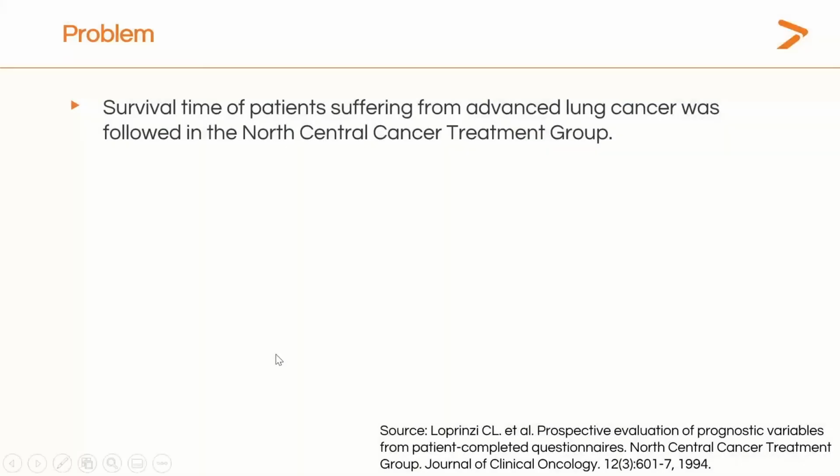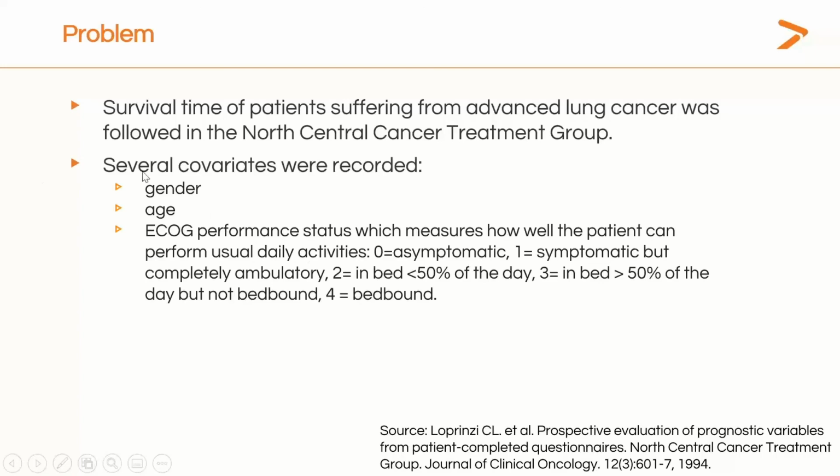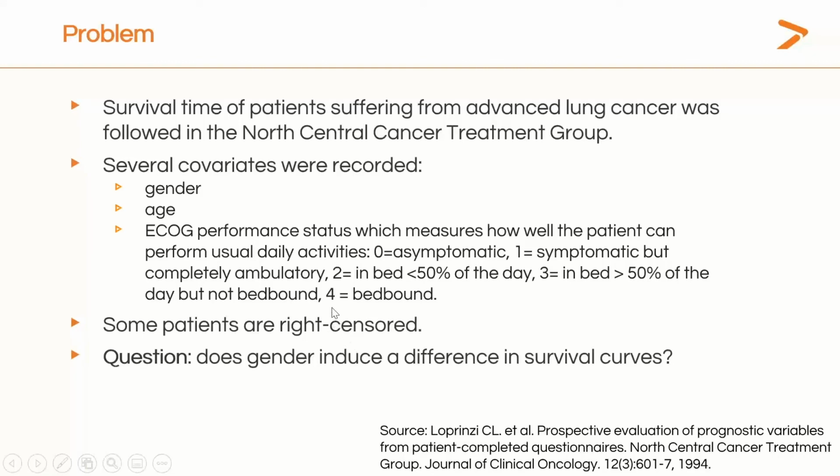Now, the question we ask: survival time of patients suffering from advanced lung cancer was followed in the North Central Cancer Treatment Group. We have several covariates recorded: the gender, which is qualitative, age, which is quantitative, and ECOG performance status, which measures how well the patient can perform usual daily activities. The higher the ECOG performance status, the worse the situation is. Some patients are right censored, as you will see in the following slide.